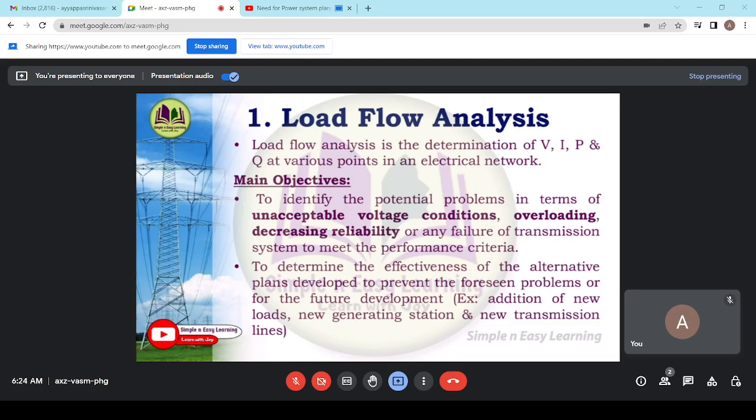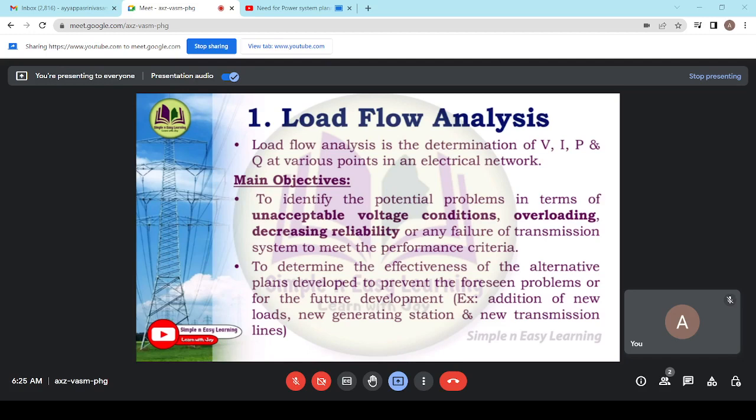The second objective is to determine the effectiveness of the alternative plans developed to prevent the foreseen problems, that is, unacceptable voltage conditions, overloading, decreasing reliability, along with future development. Examples are the addition of new loads, a new generating station or a new transmission line. So this can be analyzed using load flow analysis.